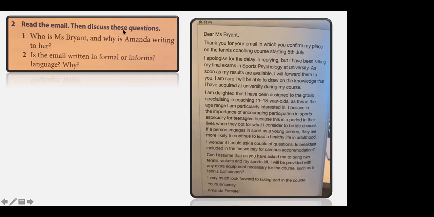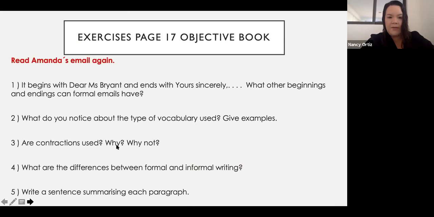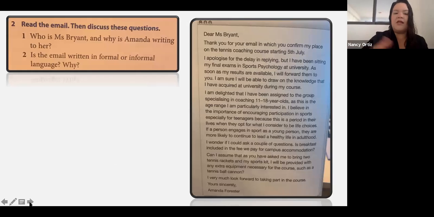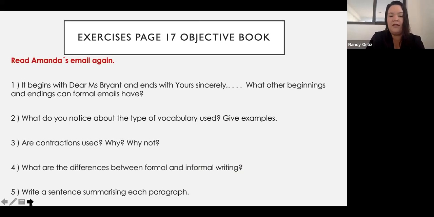We were discussing, again in this book on page 17, Amanda's email, which is this one. We discovered it was a formal kind of email, and you mentioned there were no contractions, and I said we try not to use contractions whenever something is formal or written using formal language. And we did the final activity. I don't know if you remember, we summarized each paragraph of the email.